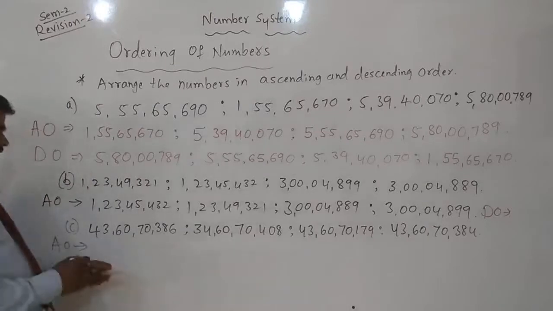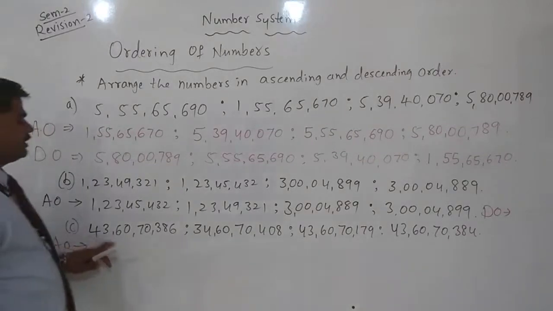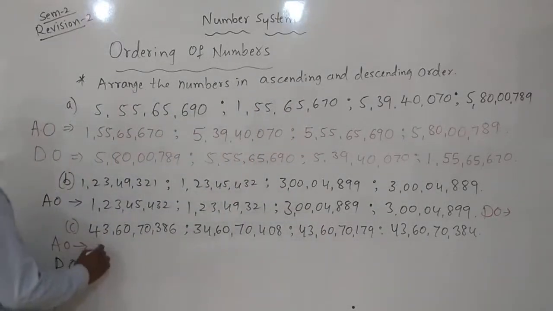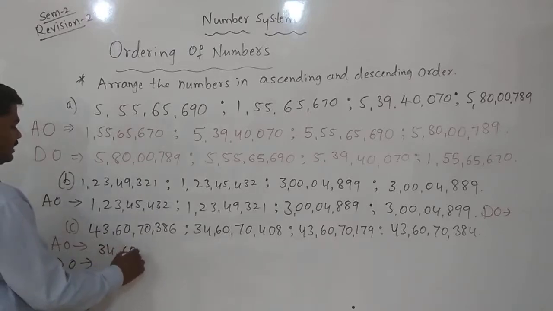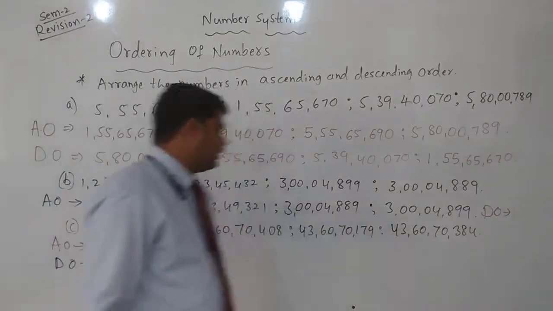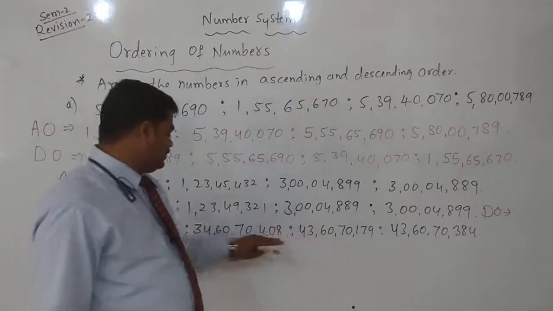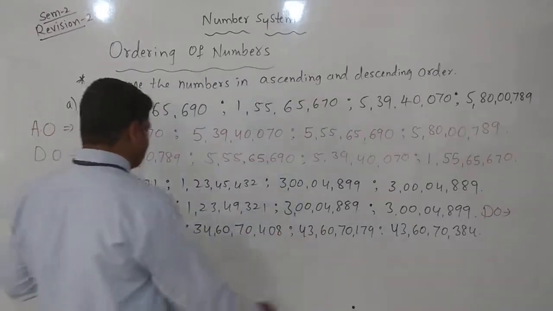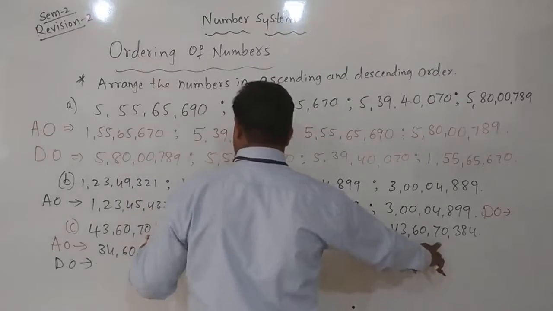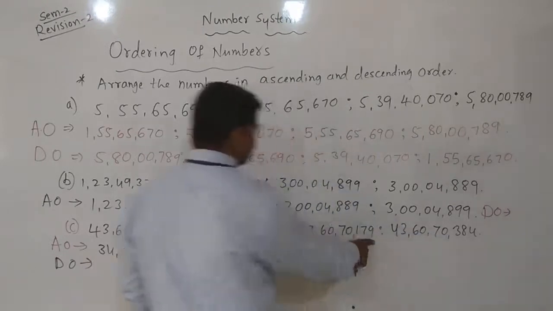We took one more set of numbers that we can arrange in both ascending and descending order. Here 43 crore, 34 crore, 43 crore, 43 crore. Then we can write the smallest one is this second number, 34 crore 60 lakh 70,408. Next, 43, 43, 43, all 43 crores. 60 lakh, 60 lakh everywhere. 70,000 everywhere. Then 300, here it is 100, it is 300. Then 100, this one is the smallest one.